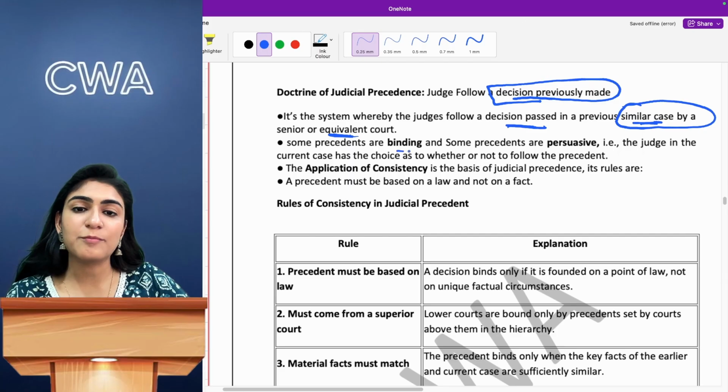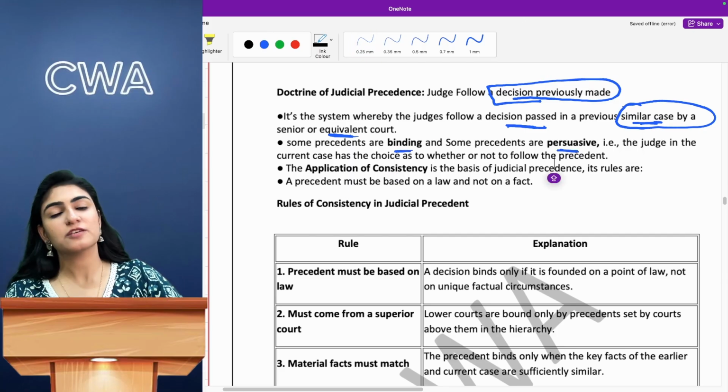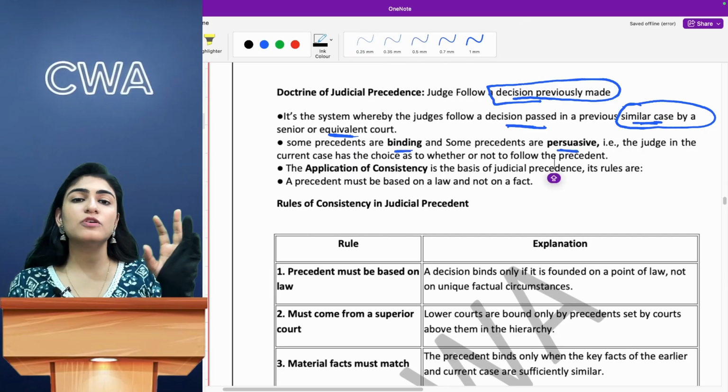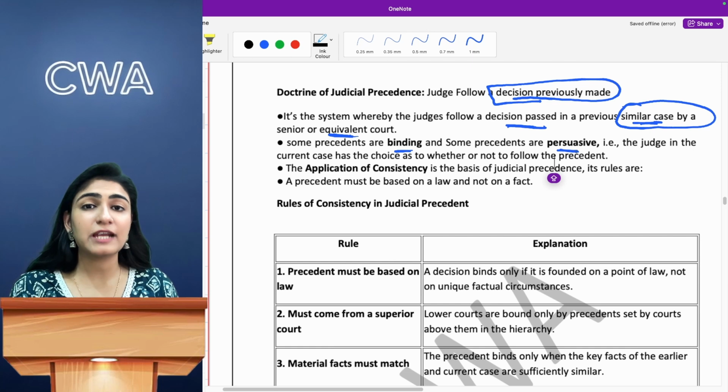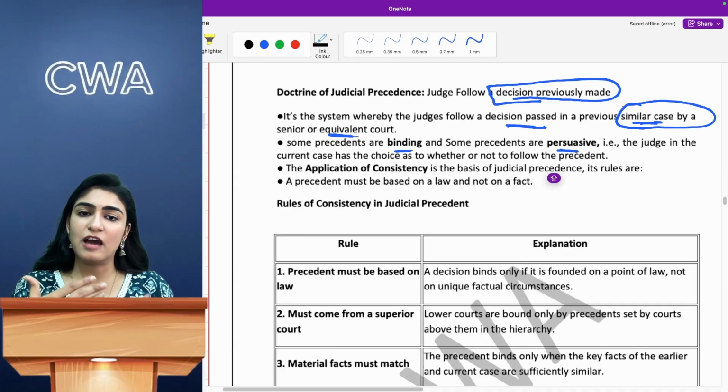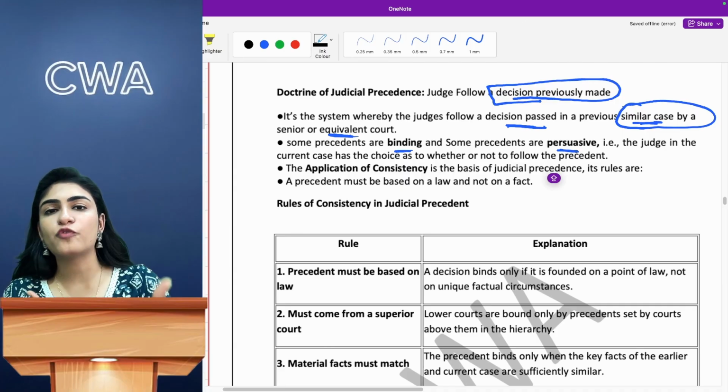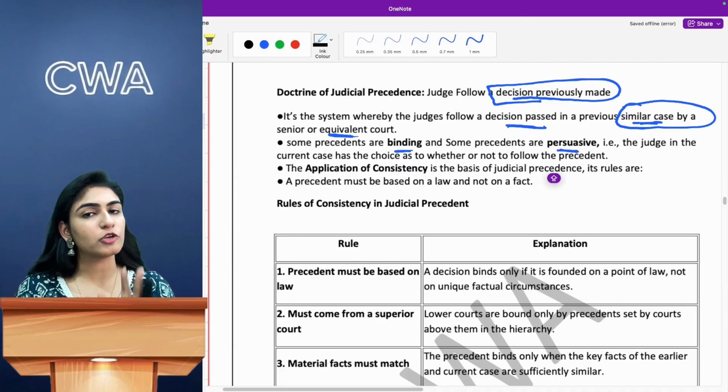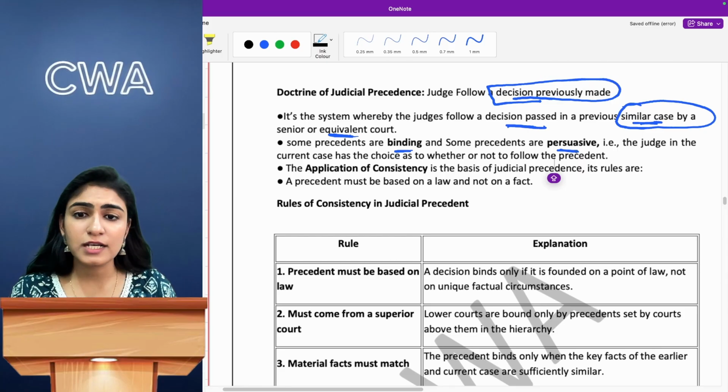Some precedents are binding and some are persuasive. What do you mean by that? A few decisions previously made are 100% binding. However, a few are persuasive. That means judges have a choice whether they want to follow it or they don't want to follow it. That is completely at their discretion.